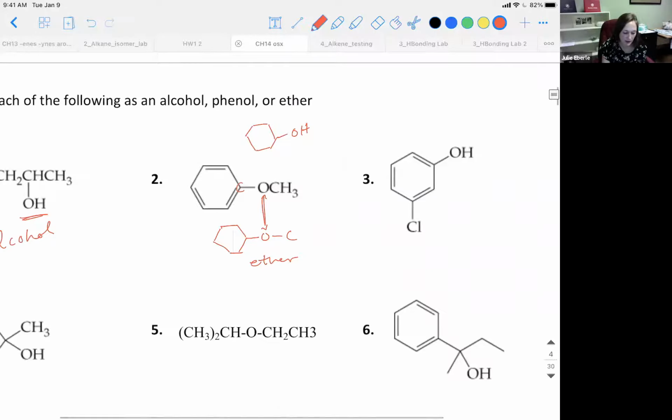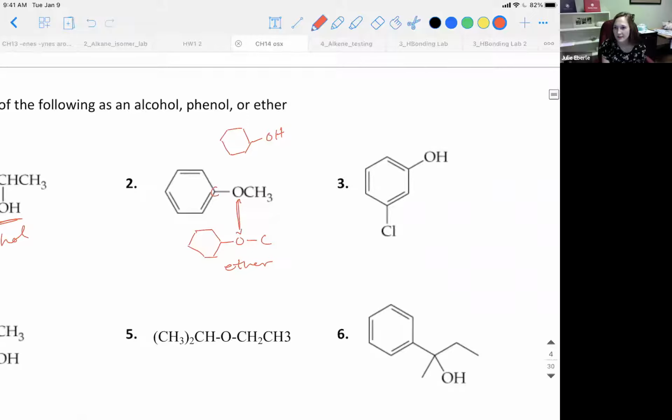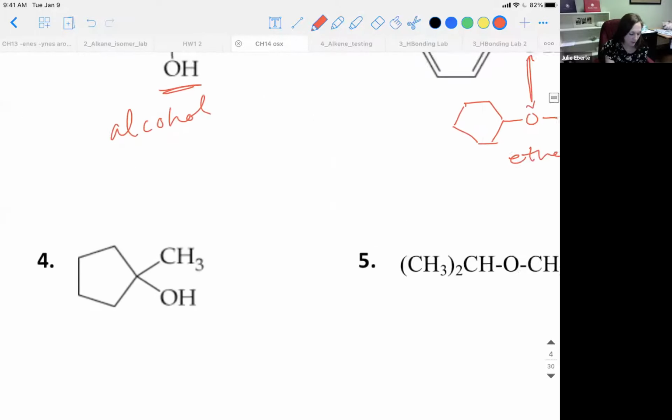Okay, now Abby, what is 3? Phenol, okay? You got the aromatic ring directly bonded to an OH group. All right, what about number 4?